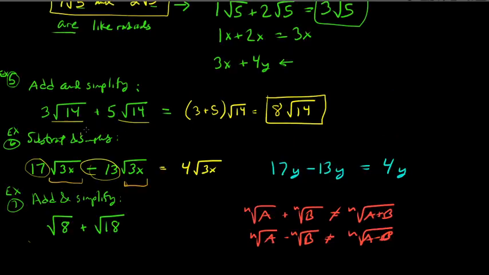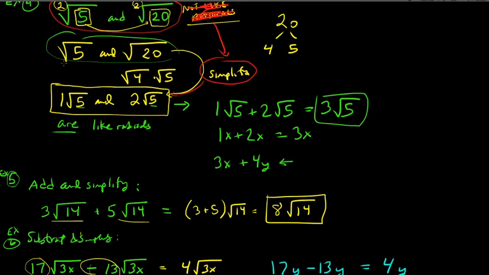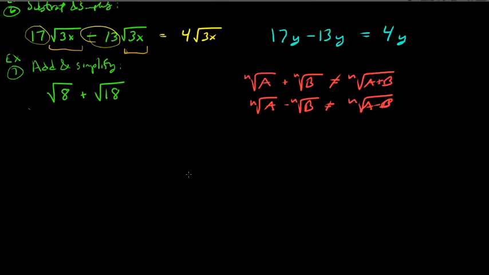But remember, just as in this example, these did not look like they were the same either, and they're not, but when you simplify them, they ended up being like radicals. So maybe we can simplify these, right? So let's start with 8. We know 8 is just 4 times 2, so I can write this as the square root of 4 times the square root of 2. And the square root of 4 is just 2, so this is 2 square root of 2.